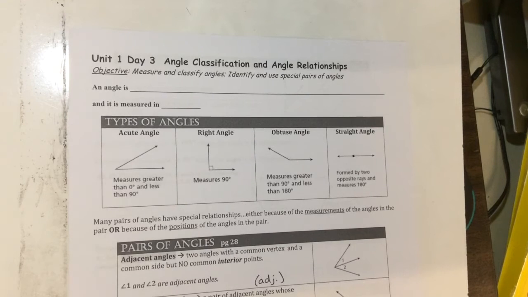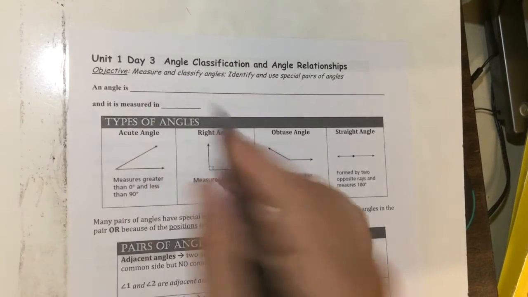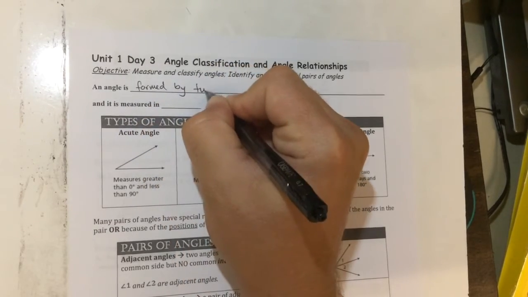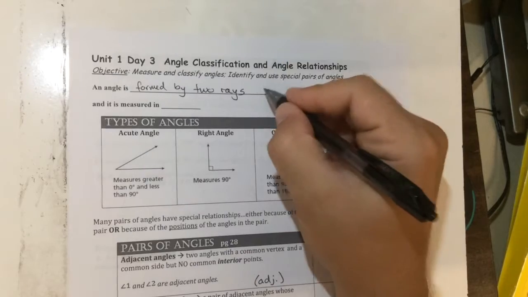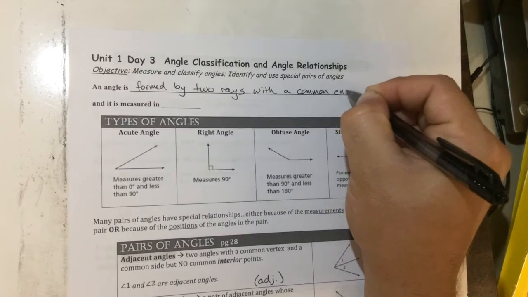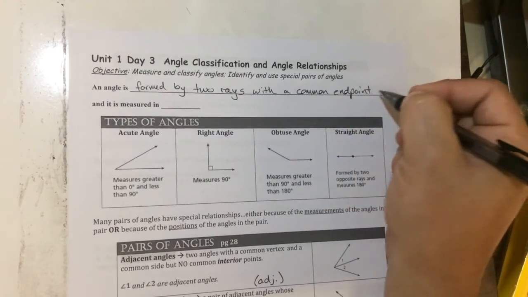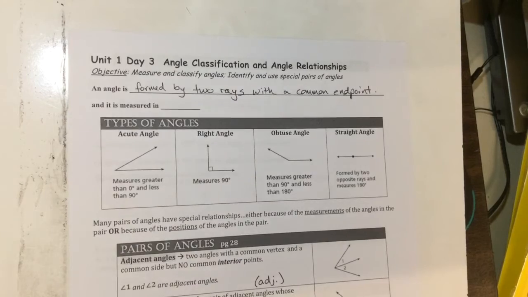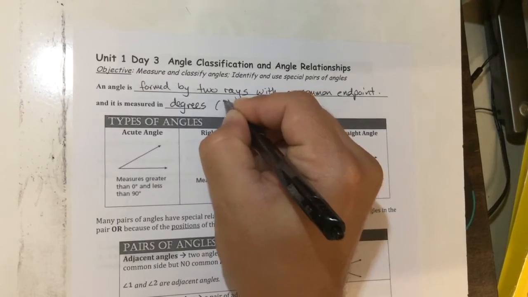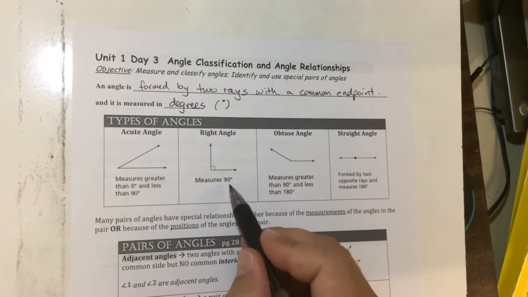So we're going to start off by just reminding ourselves what an angle is, okay? We talked about that on Day 1. And so we know that an angle is formed by two rays with a common endpoint. So that's what we're going to write here. An angle is formed by two rays with a common endpoint. All right? And we know that it's measured in degrees. Okay, we'll use this little circle symbol to show degrees, as you can see here.